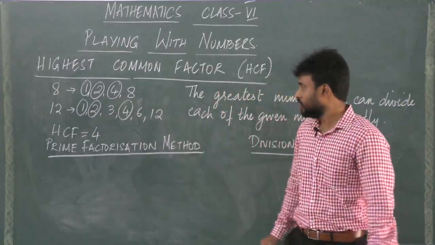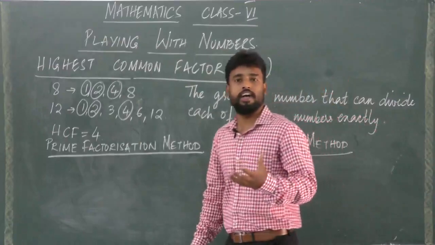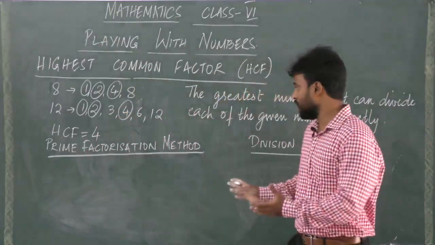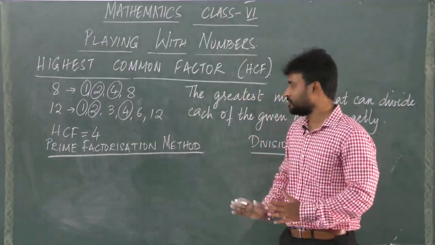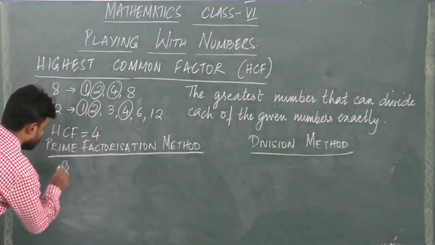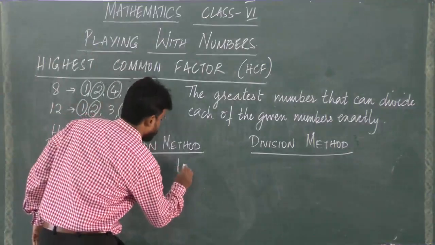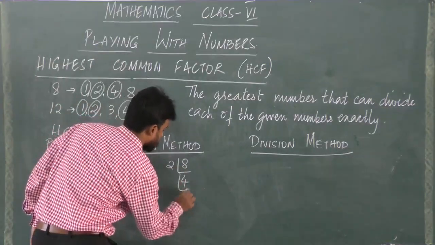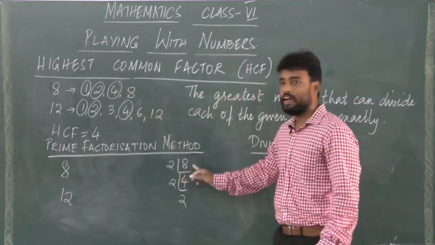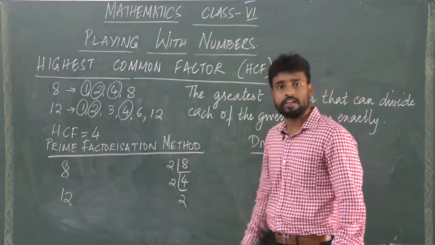So we have the prime factorization method and the division method as the two methods to find the HCF of any given numbers. First let us come to the prime factorization method. Let's take 8 and 12 again. Now let us factorize the numbers. This is how we factorize 8. We first take 2. We divide 8 by 2, that gives us 4. Again 4 divided by 2 gives us 2. Now we factorize 12.